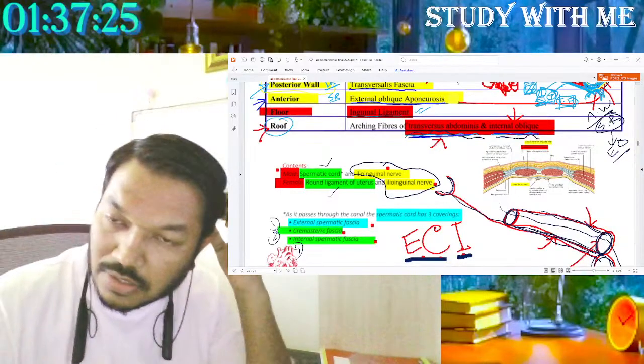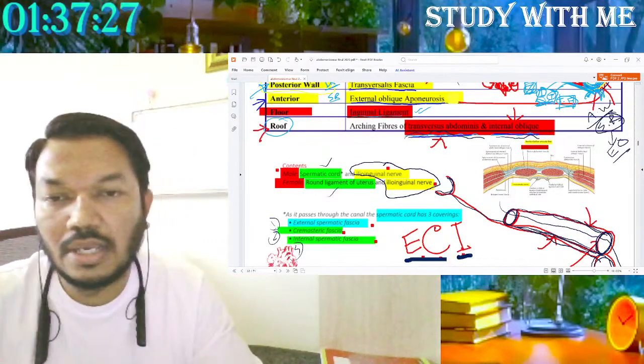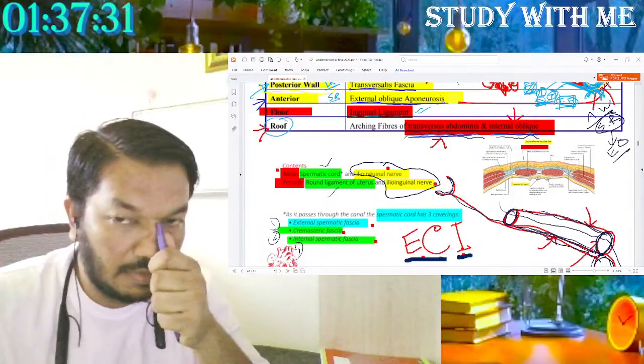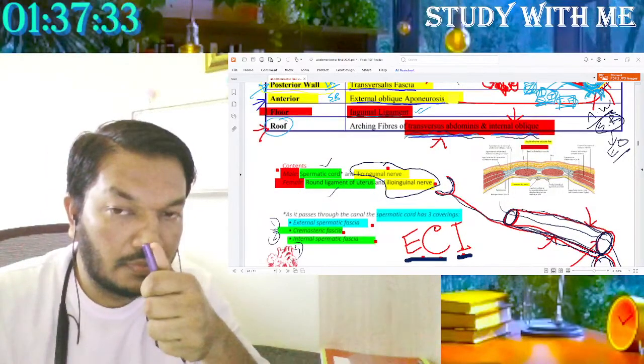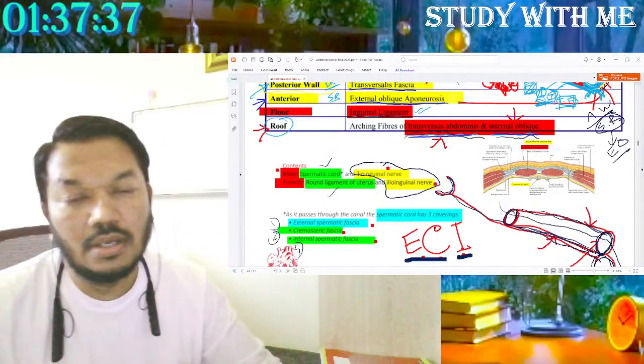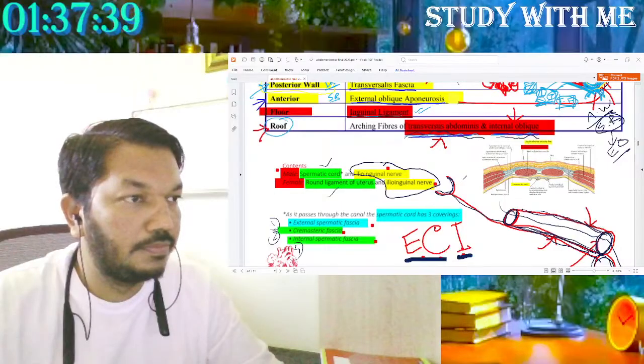The content, in case of male, there will be spermatic cord and ilioinguinal nerve. In female, round ligament of the uterus and the ilioinguinal nerve.